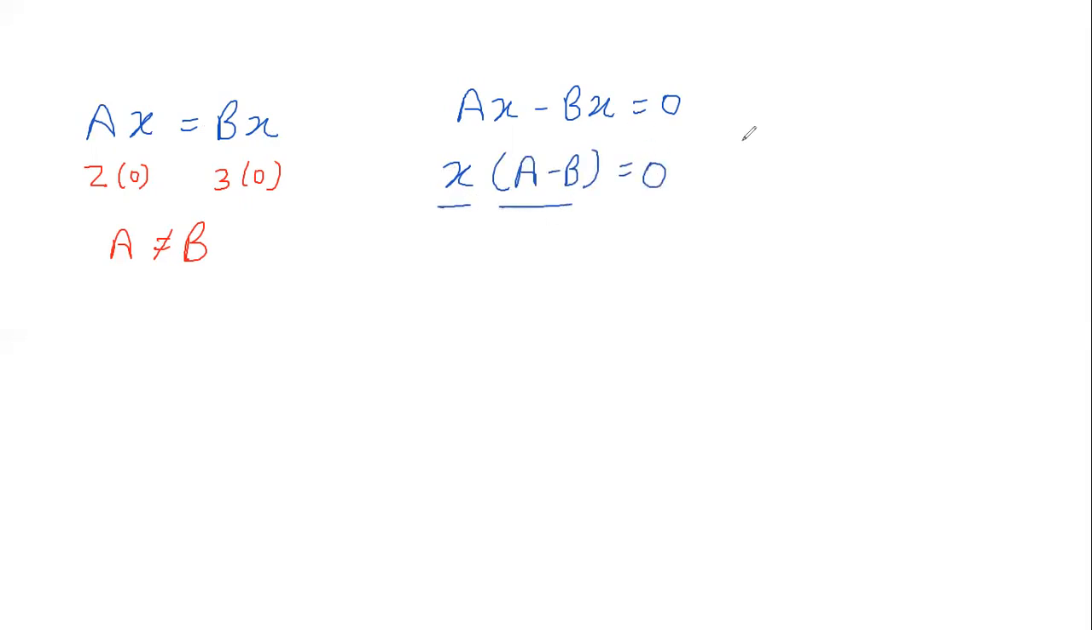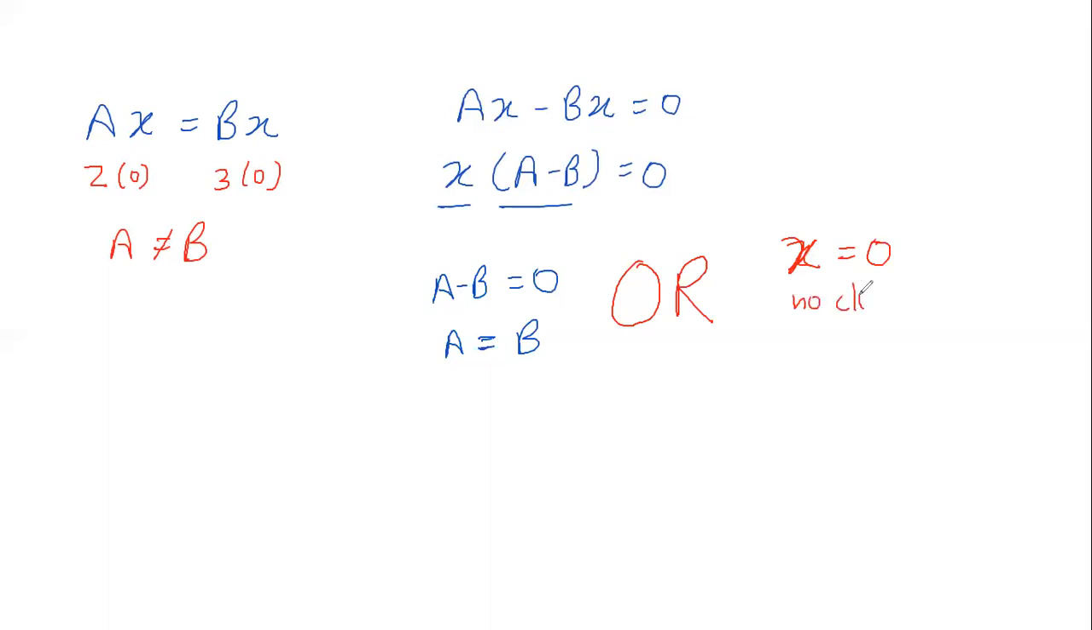Now if the product of two terms is equal to 0, then either this is equal to 0. So I can say either A minus B is equal to 0, which will definitely mean A is equal to B. I am not debating that A cannot be equal to B. A can very well be equal to B, but there's a big or. Or what can happen? X could be equal to 0.